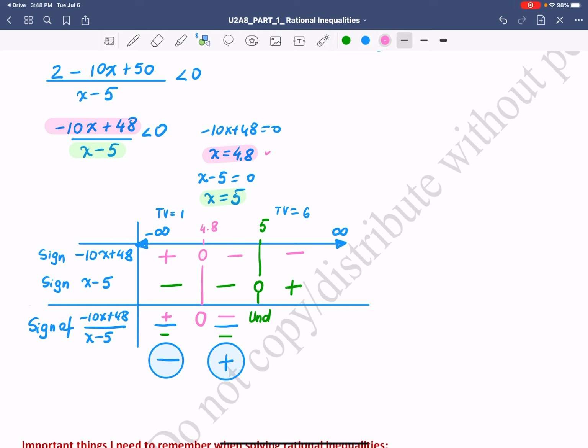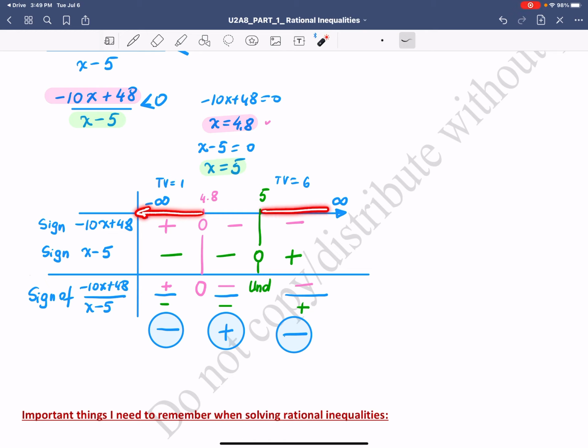So now let's take another look at our inequality. What we were looking for were the values of x that make the rational expression negative. Where is the rational expression negative? It is right here and right here. For what values of x does this occur? Well, it happens when x is from negative infinity to 4.8, and when x is from 5 to infinity. So these are the x values.